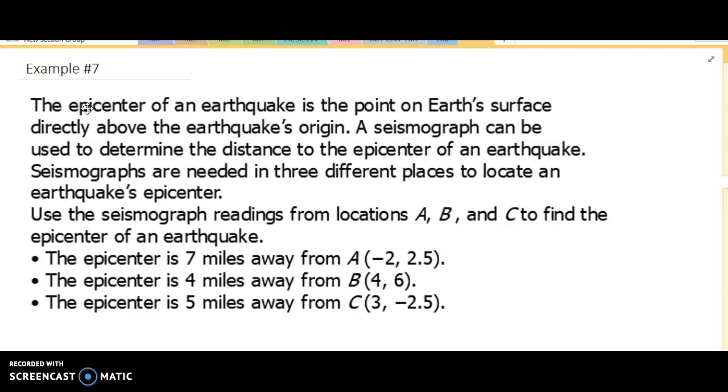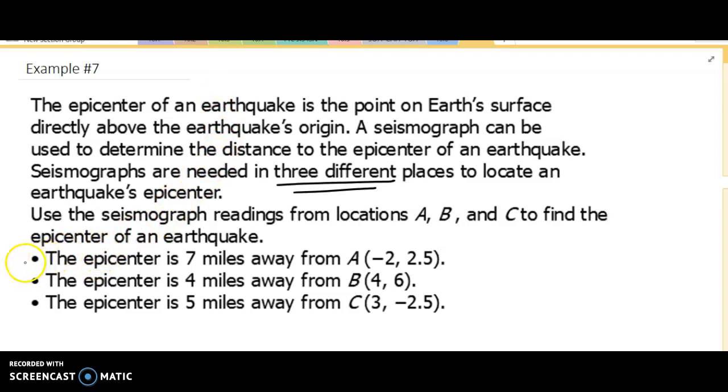This is truthfully how we locate earthquakes. Example 7 says the epicenter of an earthquake is the point on the Earth's surface directly above the earthquake's origin. A seismograph can be used to determine the distance to the epicenter of an earthquake. Seismographs are needed in 3 different places to locate an earthquake's epicenter. Use the seismograph readings from locations A, B, and C to find the epicenter of an earthquake.